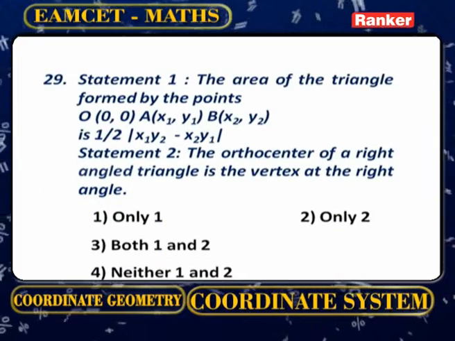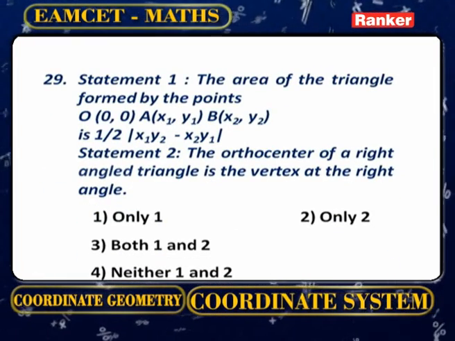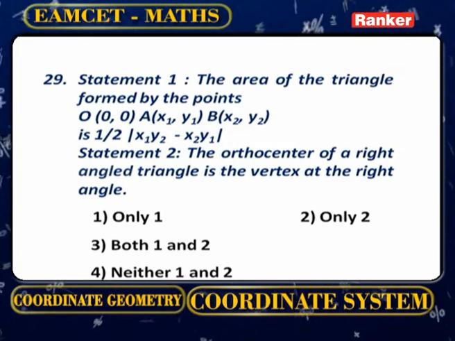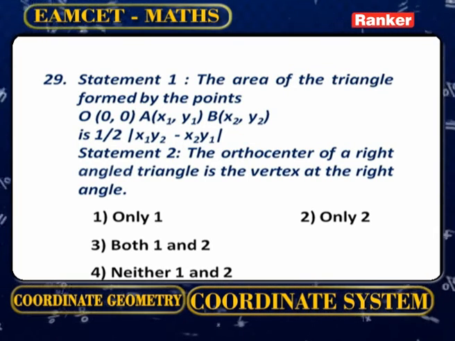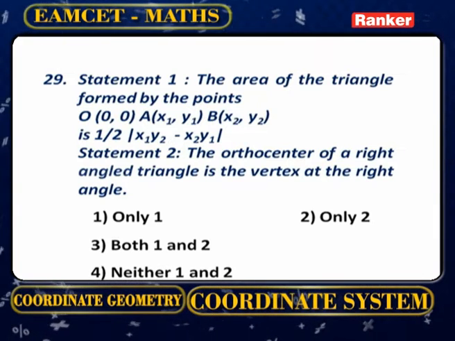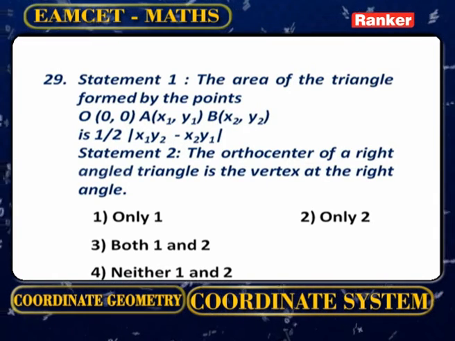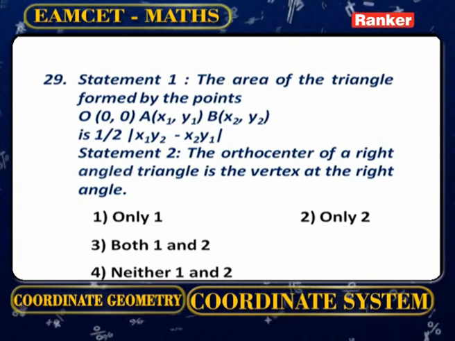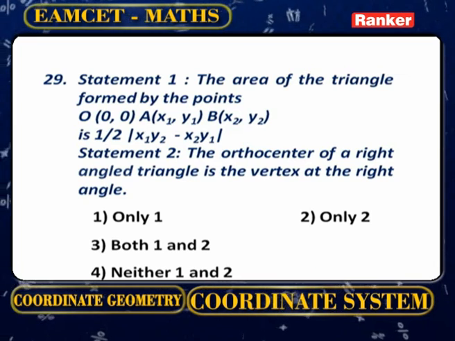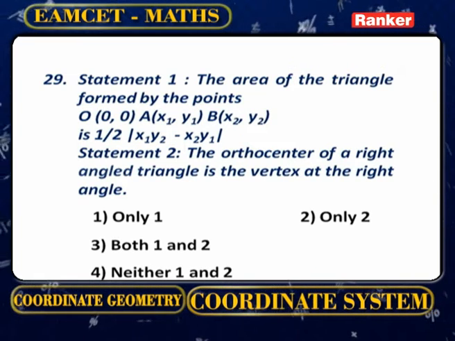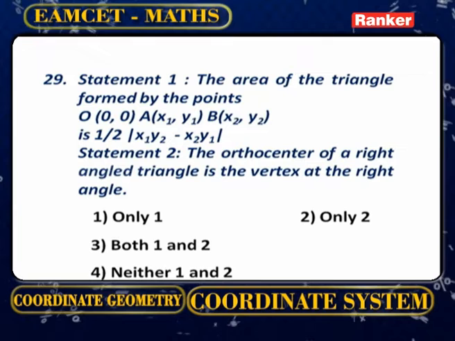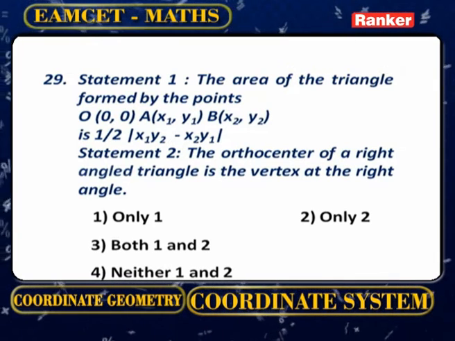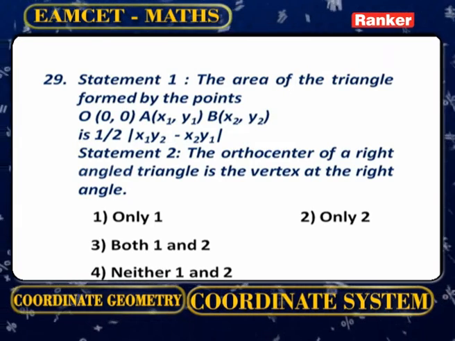Next problem. Statement 1. The area of the triangle formed by the points 0, 0, x1, y1 and x2, y2 is half into mod of x1 y2 minus x2 y1. Second statement. The orthocenter of a right angle triangle is its vertex at right angle.